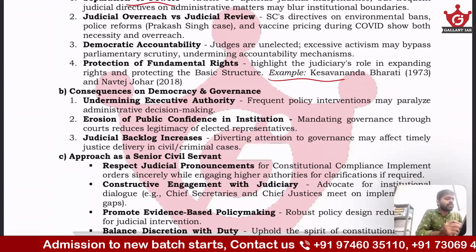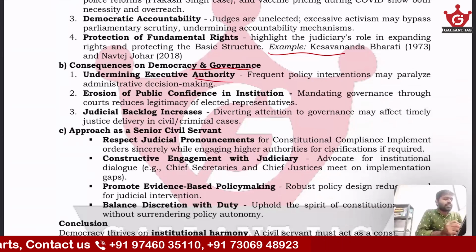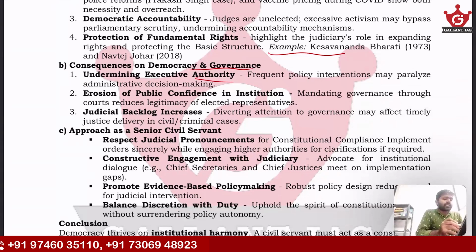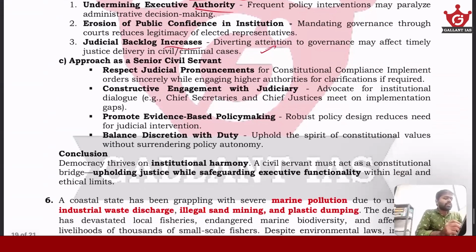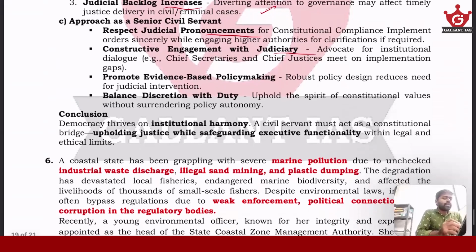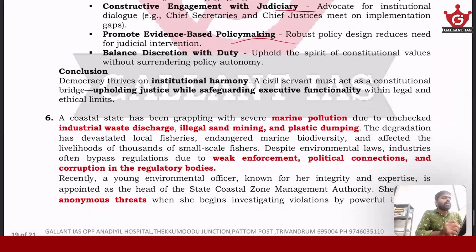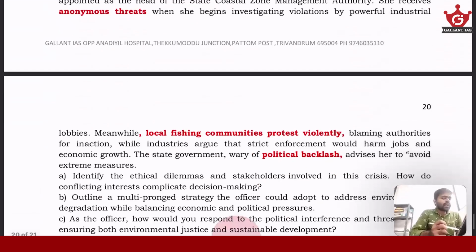And the second sub-question is about the consequences for democracy and governance. We can include undermining the executive authority as a consequence, erosion of public confidence in institutions, and judicial backlog also increases. You can add any substantiating data or facts to explain the judicial backlog. The third question is about the approach of the senior civil servant. You can include respect for judicial pronouncements, constructive engagement with the judiciary, and promoting evidence-based policy making, etc. And you can include a concluding part also, such as democracy thrives on institutional harmony. You can include some keywords to address the issue also.